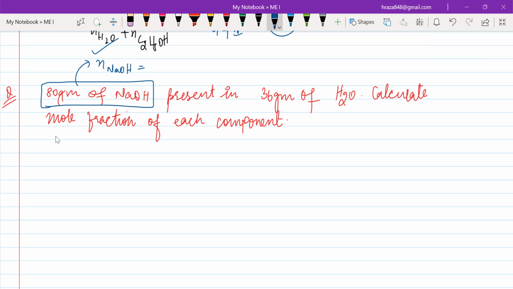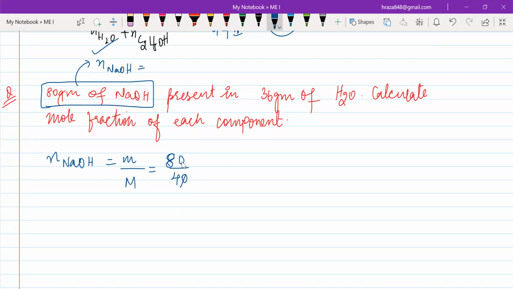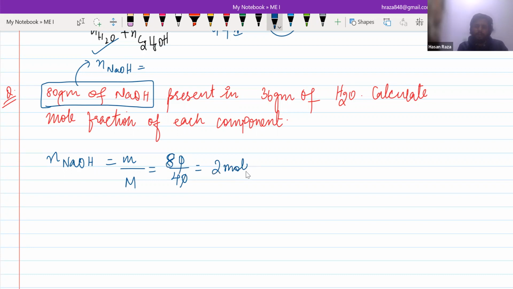0.1. Okay, see, number of moles of NaOH will have a formula: given mass upon molar mass. What is the given mass? 80. And what is molar mass? 40. Yes or no? Yes, sir. So this will be cancelled. The mole is 2 moles, no? 2, 4 to 8. Now see, number of moles of H2O, that is given mass upon molar mass. Given mass is 36 and molar mass is 18. And it is also 2 moles.